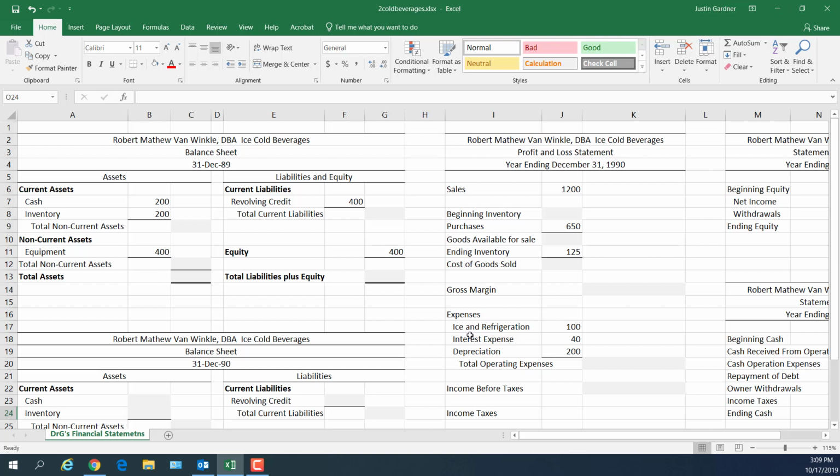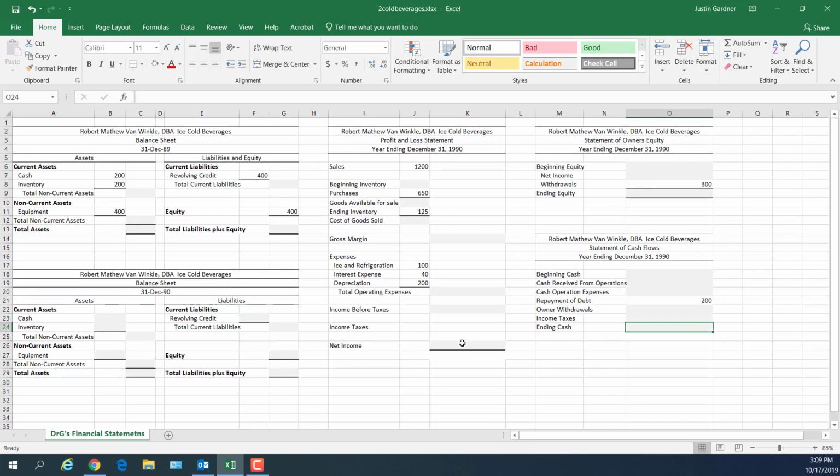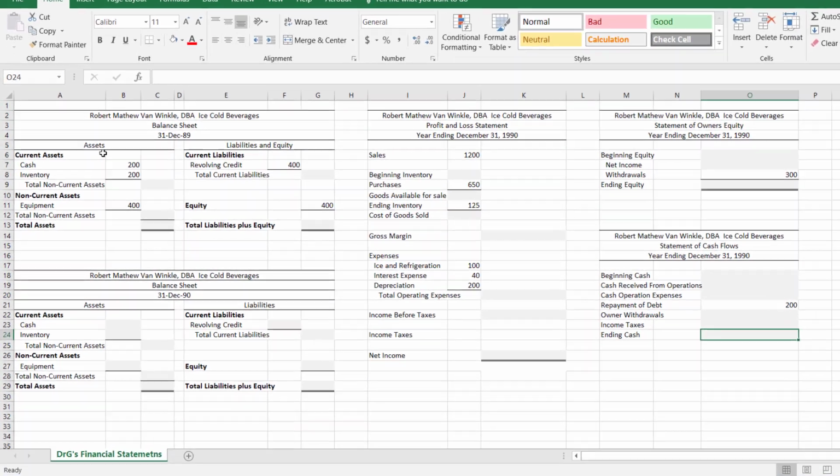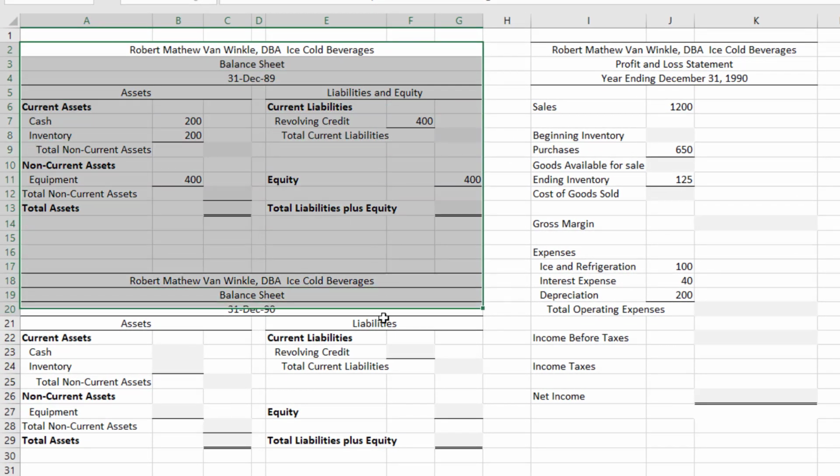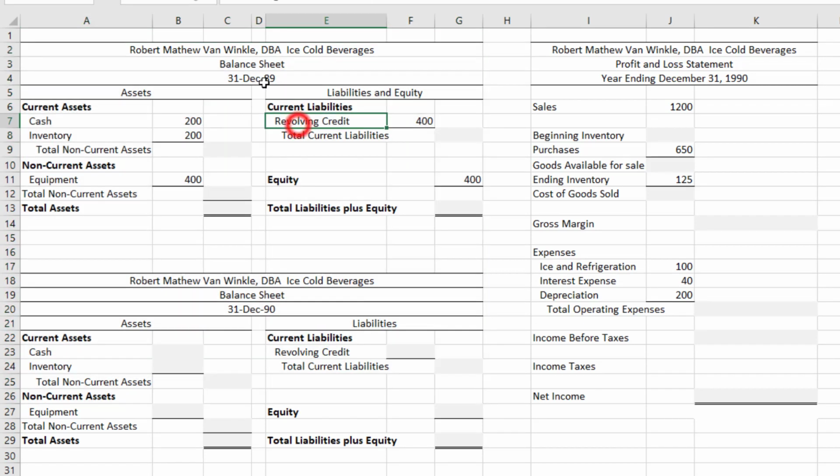So let's take a little overview of this spreadsheet. Let's zoom out and take a look at the documents that we have. The first thing that we have is a balance sheet dated December 31st, 1989, followed by a balance sheet dated December 31st, 1990. This is what we refer to as a beginning and an ending balance sheet.